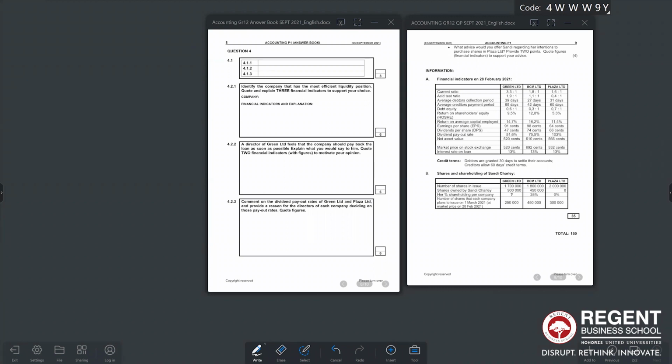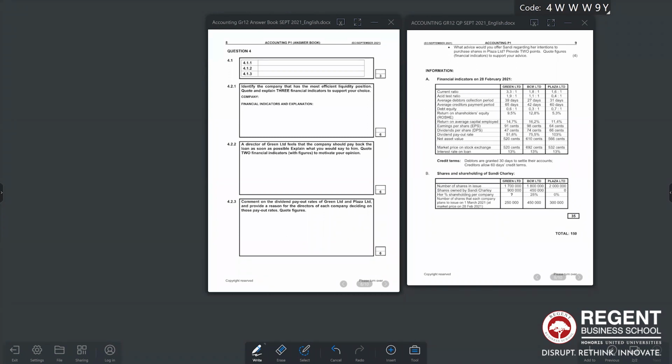Look, most of these questions will be repeated in the final exam paper. You should practice them so that you know exactly what to talk about. The moment they talk about the loan, it can go either way. Here, they're talking about paying back the loan. Another question can ask you that they want to take an additional loan. But your answers will use the same 2 ratios.